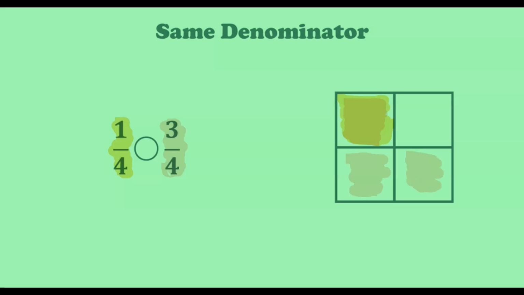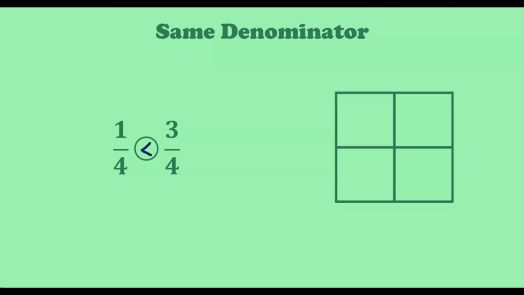Now if we do that, we can see that 1 divided by 4 is less than 3 divided by 4, because when we have 1 divided by 4, the portion of the rectangle which is shaded is clearly less than the portion we shade when we represent 3 divided by 4. So what does that mean? That means that 1 divided by 4 is less than 3 divided by 4.